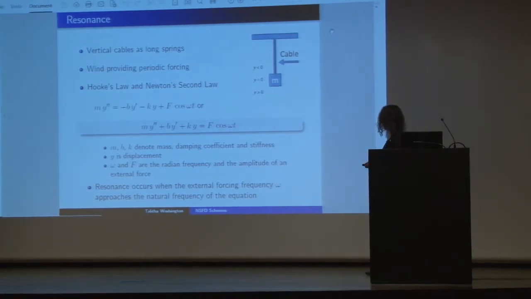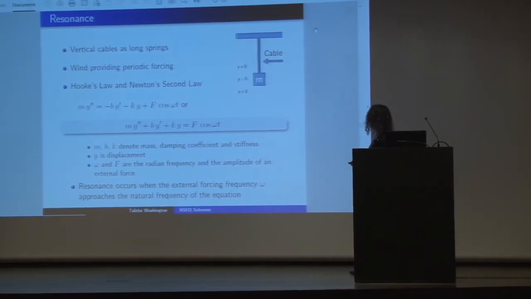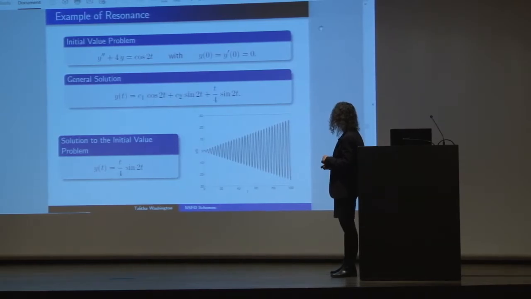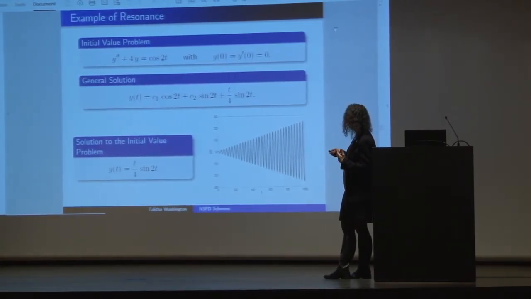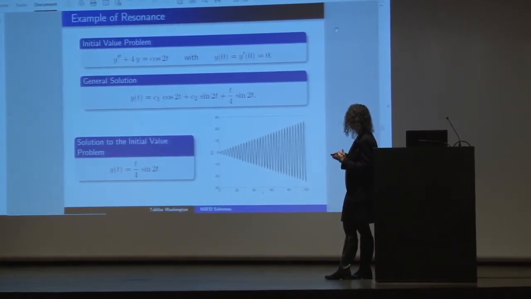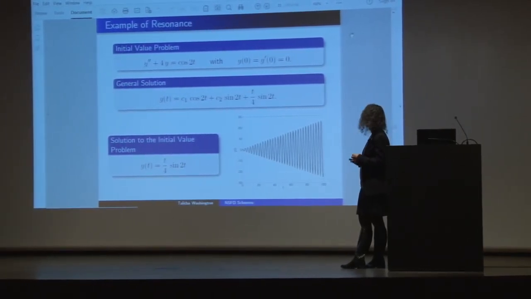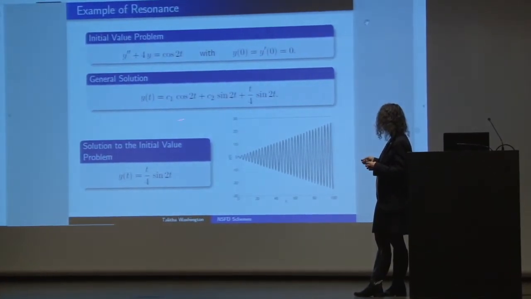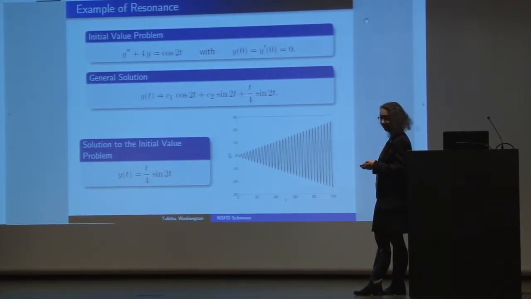So this resonance occurs when this omega matches the natural frequency of the equation. Now, what does that mean? Here's a nice simple example. If we have this initial value problem, y double prime plus 4y equals cosine of 2t, with some initial conditions, we could write out the general solution. Note that the angles are all the same, right? So you can think about the frequency matching. The frequency of this external force is going to match that of the system. So if you were to plot this out, it would just kind of go wild.